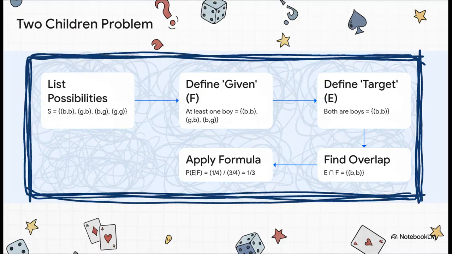And here's how it works. Just look at this. At first, we had 4 total possibilities, right? But our clue, at least one boy, it completely changed the game. It cut down our options to just 3. So the probability went from 1 in 4 to 1 in 3. See? Ekdam makhan concept hai ye.